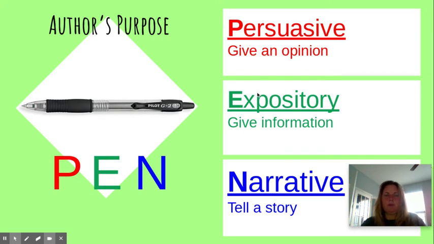The author's purpose. The author usually has a purpose for writing. We can make this into the word PEN. The P stands for give an opinion, the persuasive. E is expository. That kind of writing gives us information. And the N is for narrative. The narrative tells us a story.